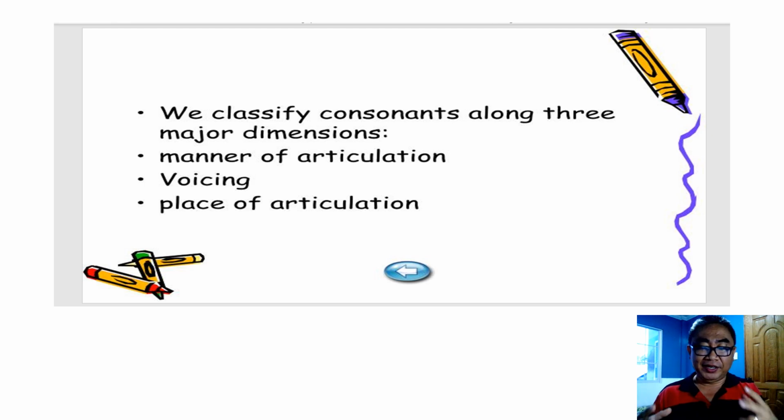Again, we have learned the manner of articulation, and there are five manners of articulation used for consonant sounds in the English language, which I have already mentioned: plosives, fricatives, affricates, nasals, and lateral approximants. What about voicing? Now, what is voicing in the classification of consonants?